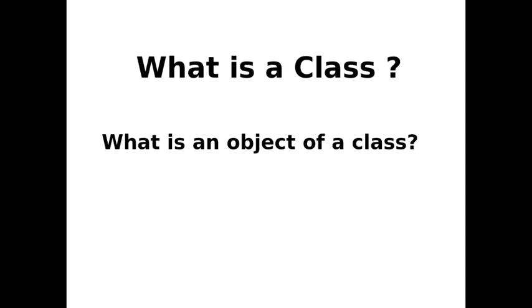Okay, before we start writing code, let's first explain what is a class and an object of a class. A class is more like a blueprint or a template for creating objects. It defines a set of attributes and methods that the objects created from the class will have.